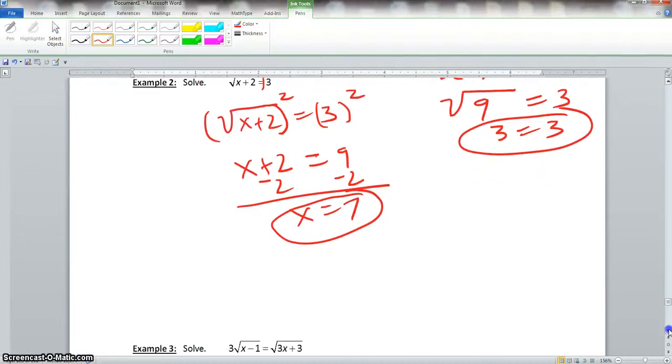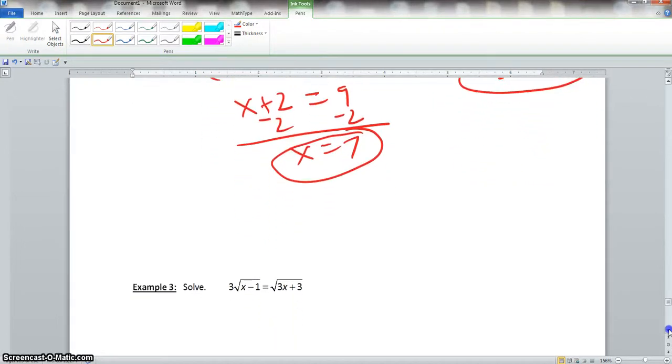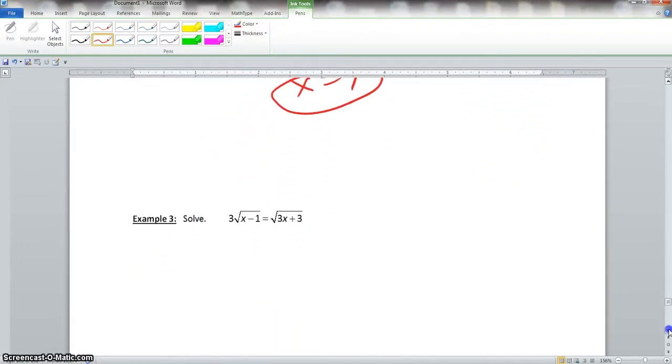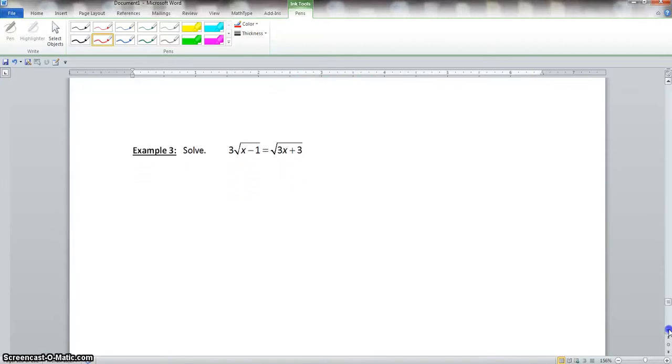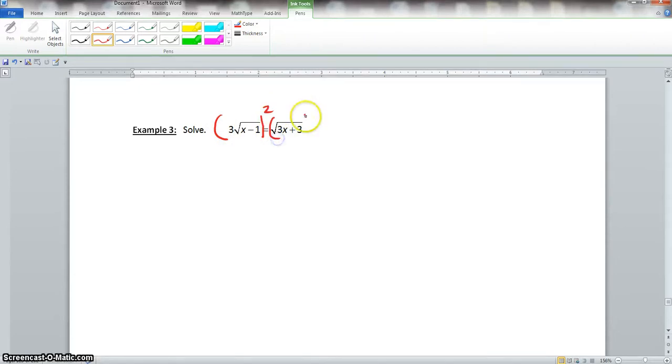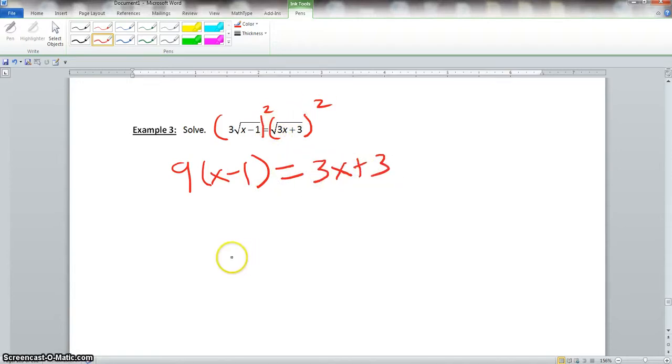Now, we scroll down here to example 3. Now, we have a square root on both sides, but we still start off the same way we did the other problems. We would square both sides, and then what would happen here, we would have 3 squared, which is 9, and then we would drop this square root off, and we'll have x minus 1. We'll put that in parentheses. Equals, this square root and square would simplify out, and we'll be left with 3x plus 3.